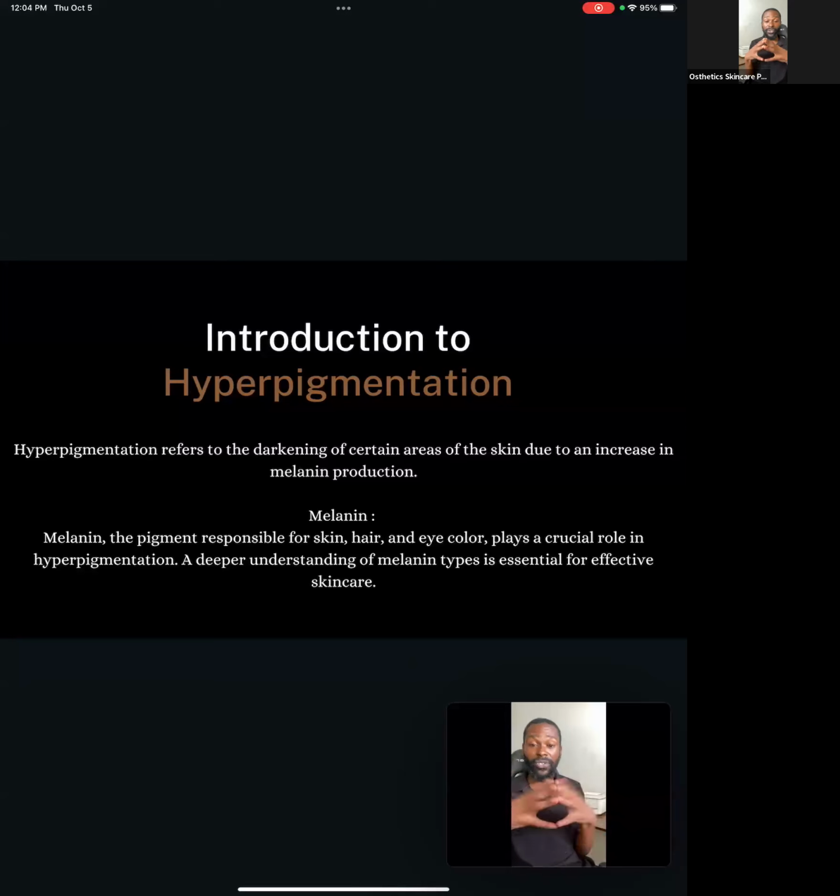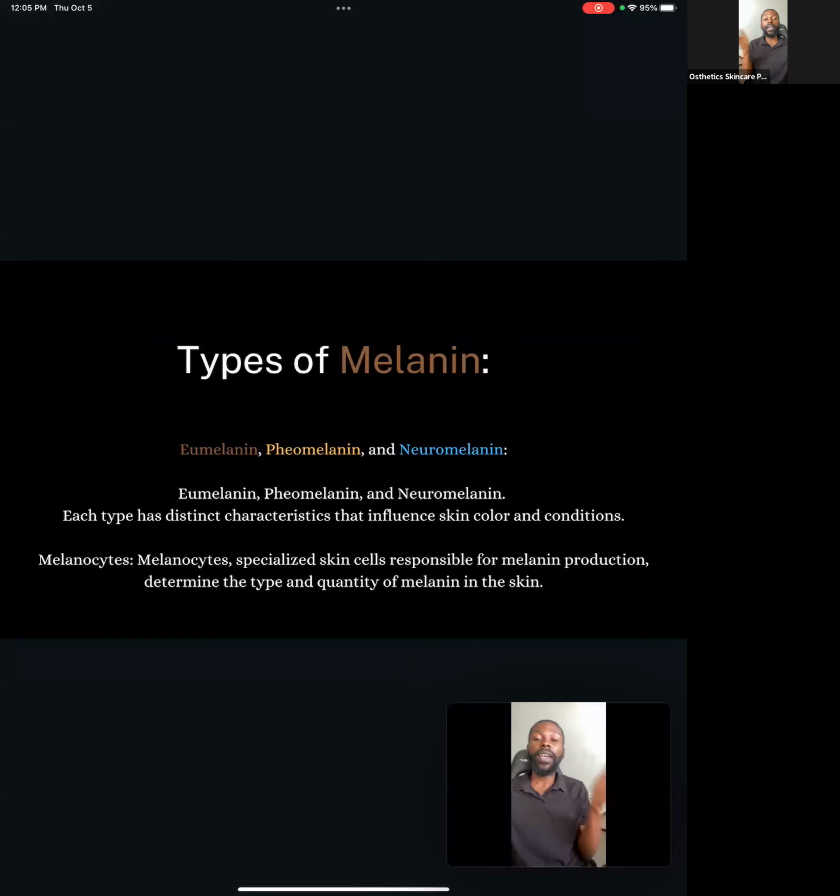Now, a deeper understanding of melanin types is essential for effective skincare. Getting ready to introduce you to the different types of melanin that exist and how you can recognize that in the human body. So these are the 3 types of melanin that you're going to be introduced to today. We have eumelanin, pheomelanin, and neuromelanin.